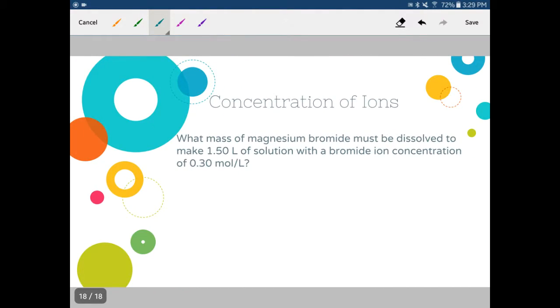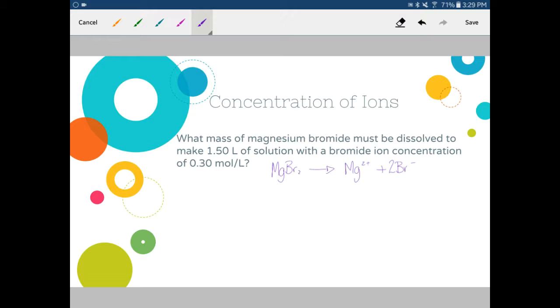All right, let's just take a look at one more example here. What mass of magnesium bromide must be dissolved to make 1.5 liters of solution with a concentration of 0.3 moles per liter? So again, let's start out with magnesium bromide, MgBr2, which dissociates into Mg2+ and Br-, but I have to have 2 of those, so don't forget that.